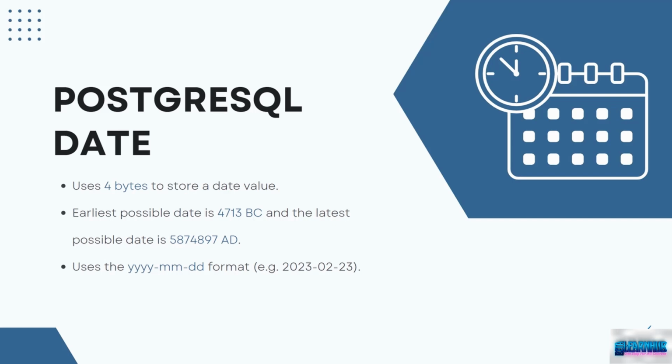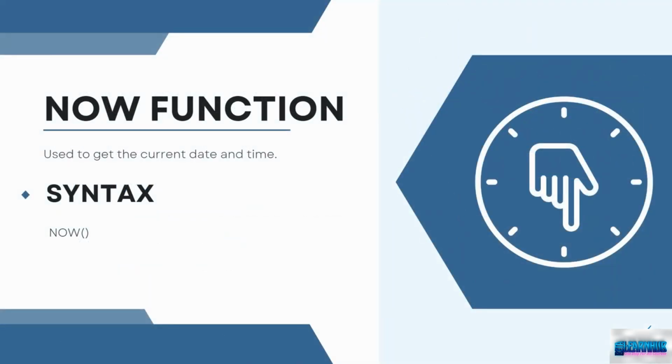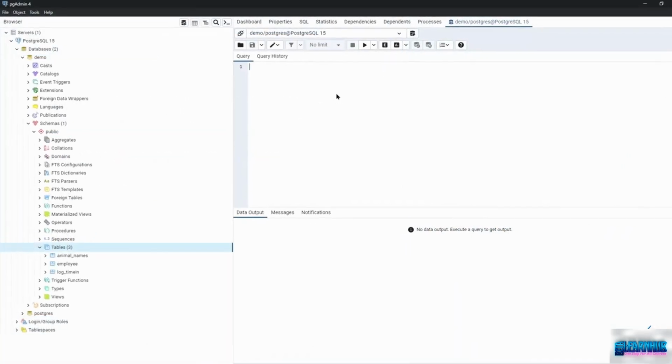When storing a date value, PostgreSQL uses the YYYY-MM-DD format, e.g. 2023-02-23 or February 23, 2023. The same format is also used for inserting data. Let's start with the now function. The built-in now function is used to get the current date and time. Its syntax is simple: now, open brackets, close brackets.